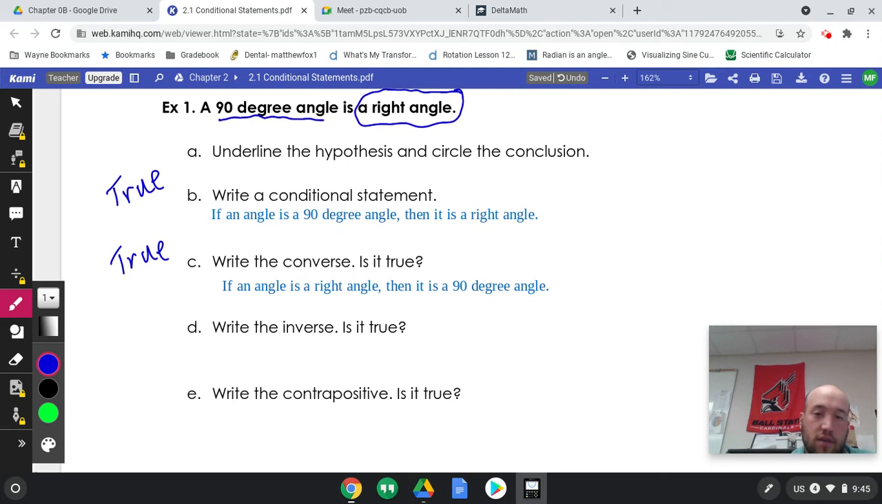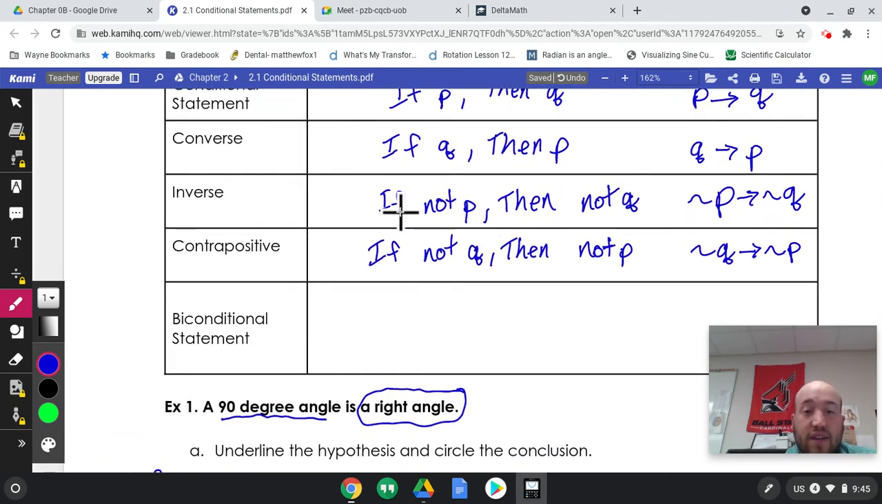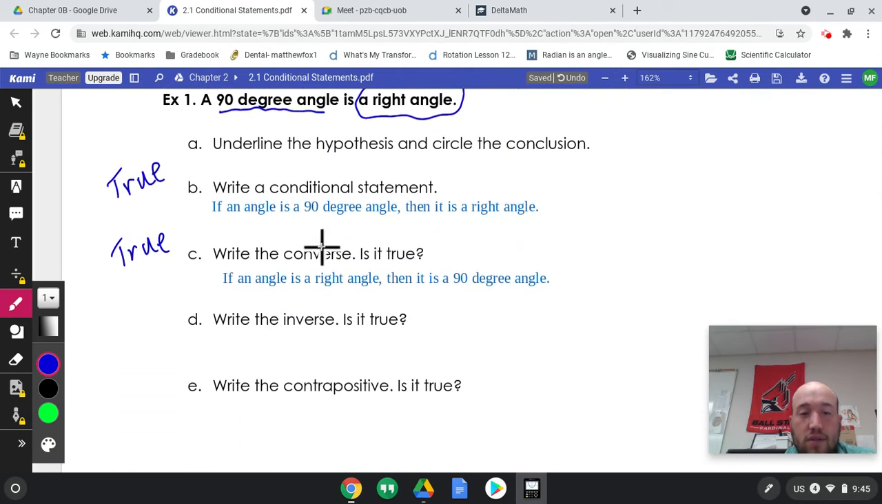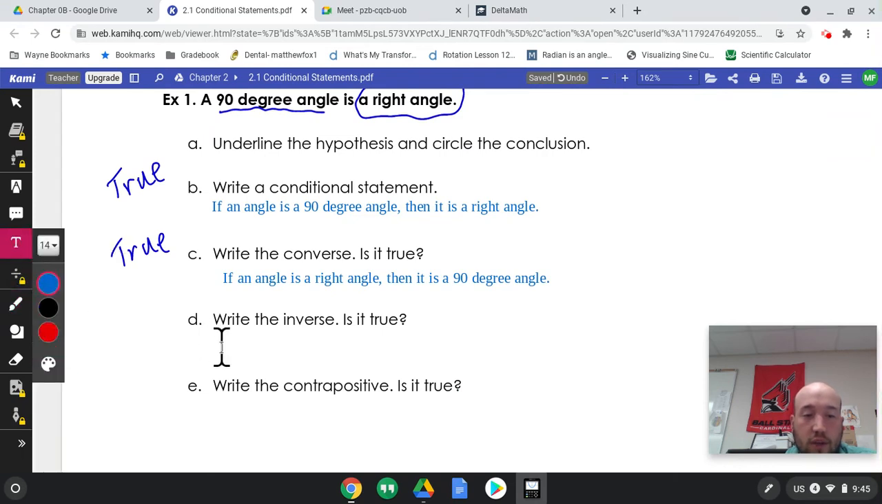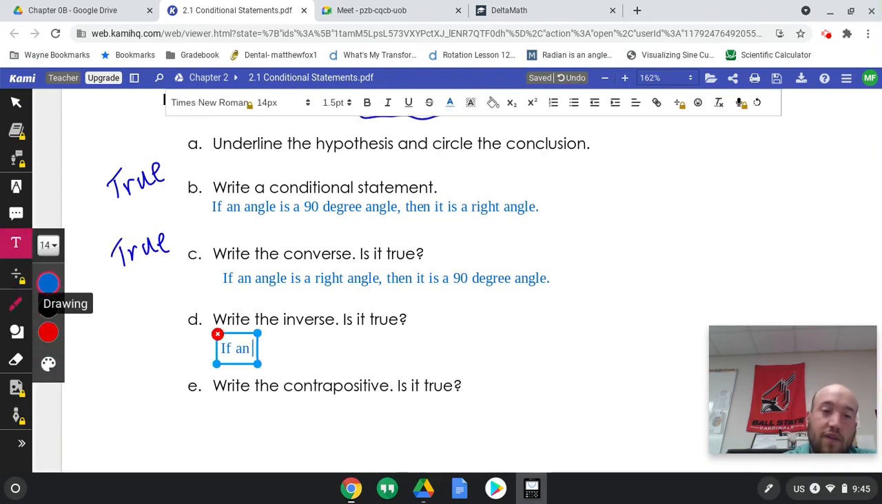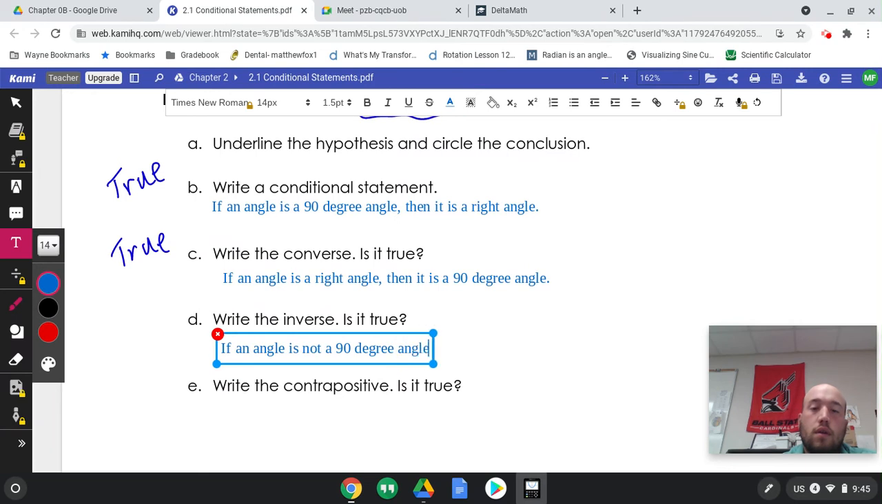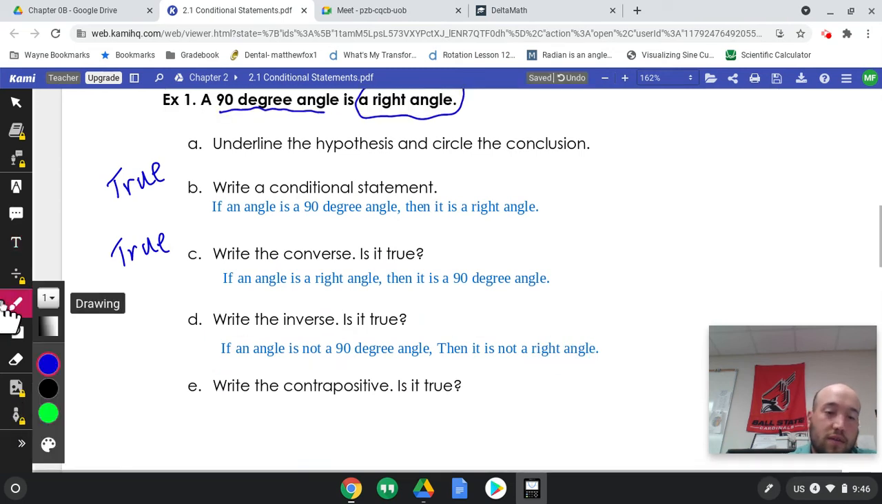All right. Now we need to write the inverse. If you forgot, inverse is when we negate. So we go back to the original and we do the opposite. So this original, if an angle is a 90-degree angle, so the opposite of that will be if an angle is not a 90-degree angle, then it is not a right angle. And this will also be true.